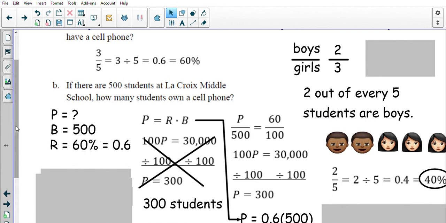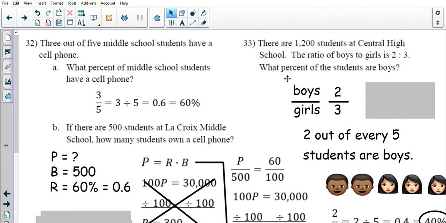Either way, we don't need the 1,200. I do want to point that out. If I said to you how many of the 1,200 students are boys, you could find 40% of the 1,200, but it doesn't ask us to do that. So it's kind of some extraneous information that you don't actually need to use here.